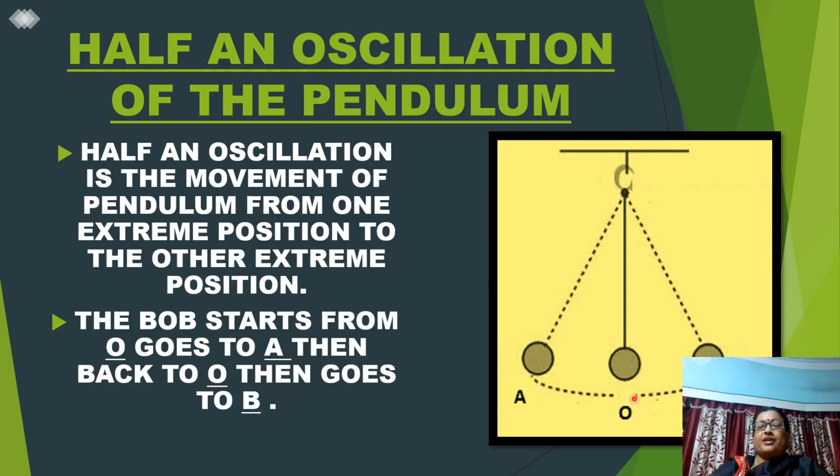Now in the figure over here, if this A and B are the two extremes, it starts with A, goes to B, half an oscillation finished. Whereas one oscillation would have been from A to B, B to A. That would have been one oscillation, whereas half an oscillation is going from one extreme to the other extreme, and that completes the half oscillation. I hope this is clear, children.